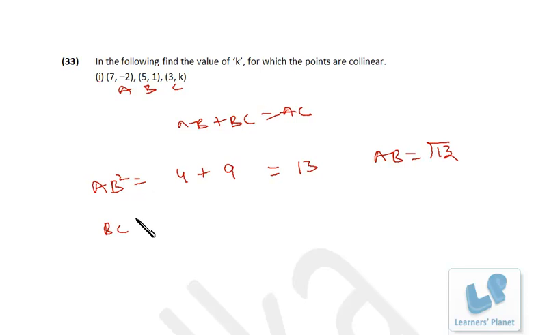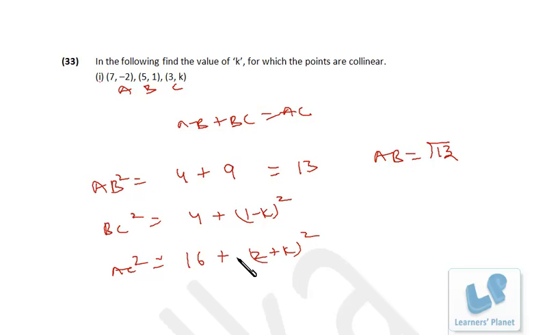Now BC square is equal to 5 minus 3 whole square, that's 4, plus 1 minus K whole square. Okay, and the third one is AC square is 7 minus 3 square, that is 4 square, that is 16, plus minus 2 minus K whole square, or we can say 2 plus K whole square, right?